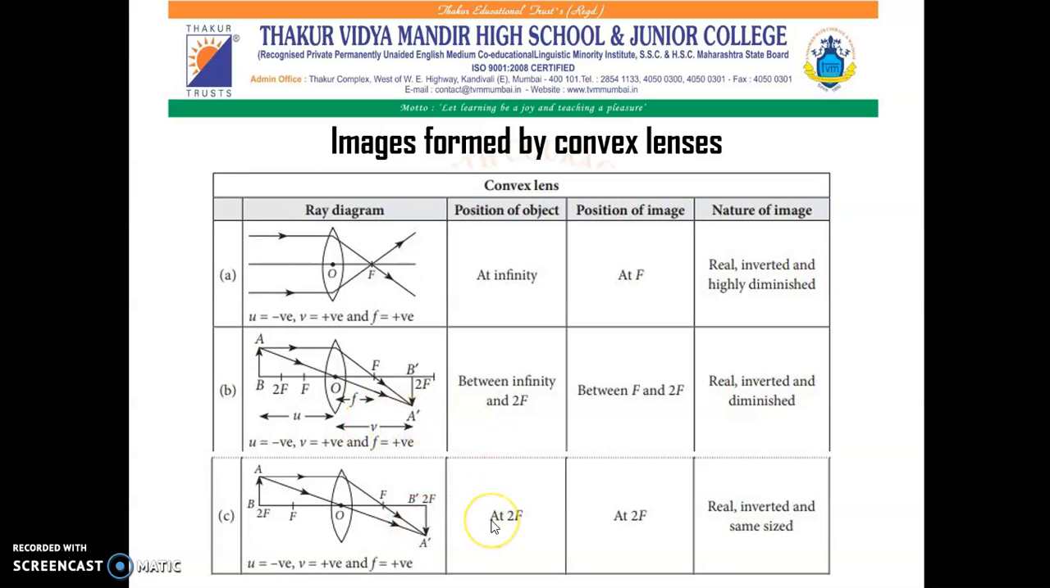In the third case, when the position of the object is exactly at 2F, in that particular case, you can see over here the incident rays which are parallel as well as which are passing through the optical center, they are meeting here at A dash. So the position of the image is at 2F and the nature of the image is real, inverted and the image is of the same size as that of the object.